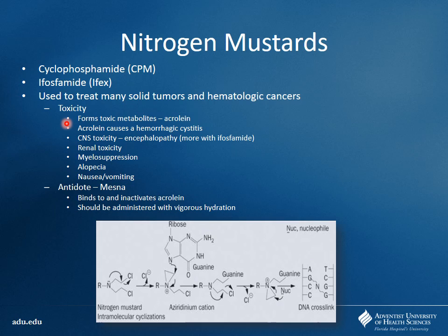That's kind of a unique side effect with these nitrogen mustards. And so what we'll actually do is we'll give a drug that helps to prevent that. This is where our antidote comes in, called Mesna. So Mesna will be given along with cyclophosphamide in order to prevent that acrolein from binding to the bladder and causing hemorrhagic cystitis, right? So this is one of those cases where the patient did have red urine. That would be cause for concern because you were thinking that could be happening there.